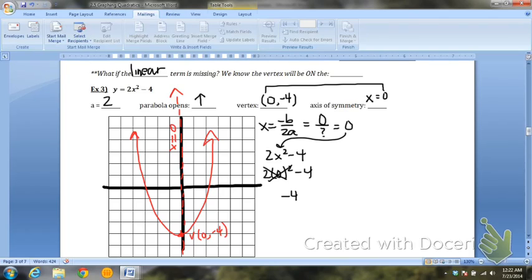So what can we conclude? If our linear term is missing, our vertex is going to be where? On the y-axis. You would agree that the vertex here is on my y-axis. So it's just kind of a shortcut. All right, why don't you try example number 4?